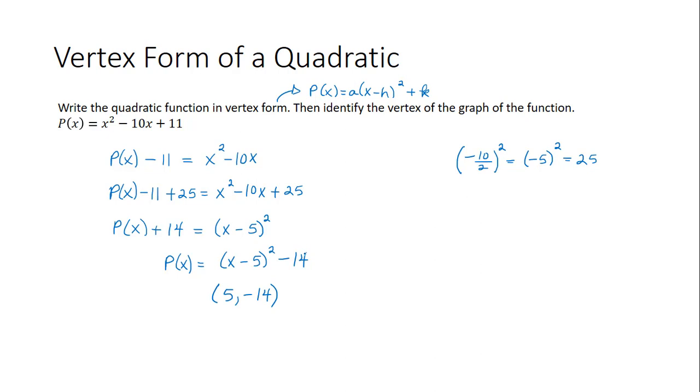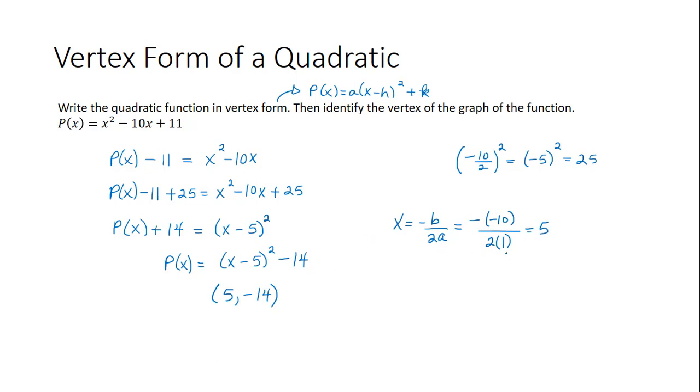Now recall, you could also find the vertex by using the vertex formula. The vertex formula, recall, is x is equal to negative b over 2a. In this particular function, our value of b is negative 10, so we would have the opposite of negative 10 divided by 2 times the value of a, which is the coefficient of the square term, which is just 1. So that gives us 10 divided by 2, or 5.